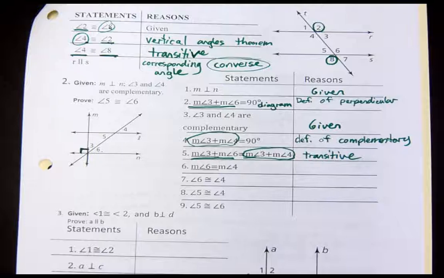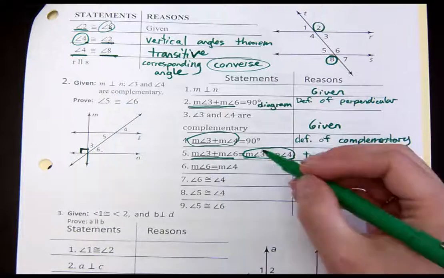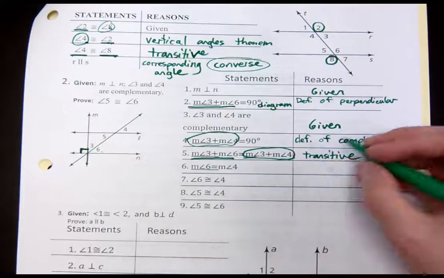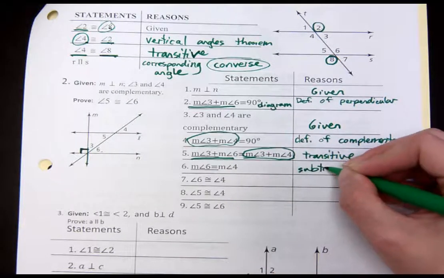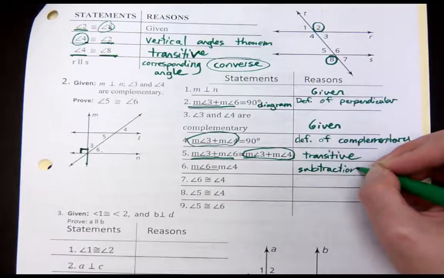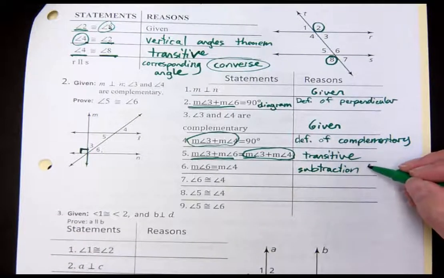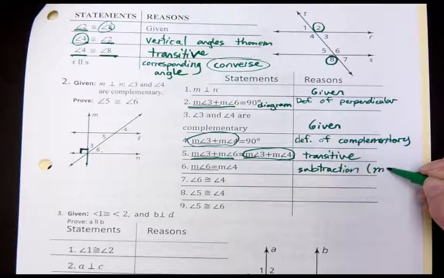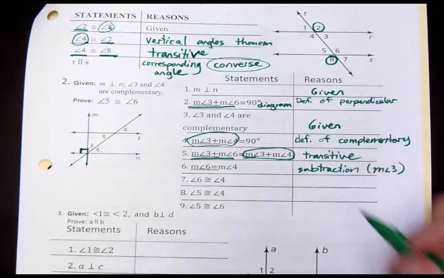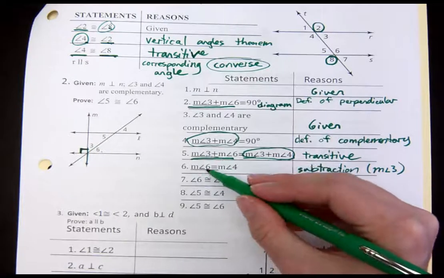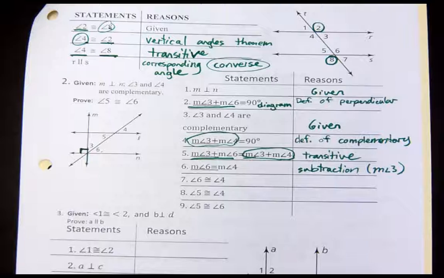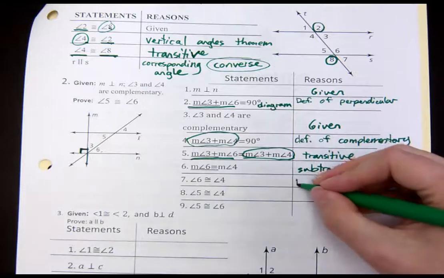All right, how about step 6? That's one we saw a lot last unit. Yeah, we just subtracted the measure of angle 3 from each one. We don't know what the measure of angle 3 is, but whatever number that's representing, we can subtract it from both sides, and we are just left with measure of angle 6 equals measure of angle 4. All right, number 7 should be a really obvious one by now too. What's that one? Yeah, our definition of congruence.